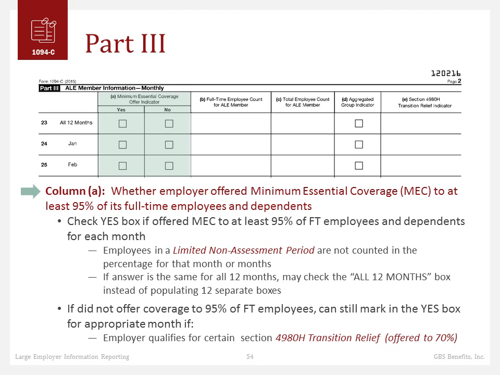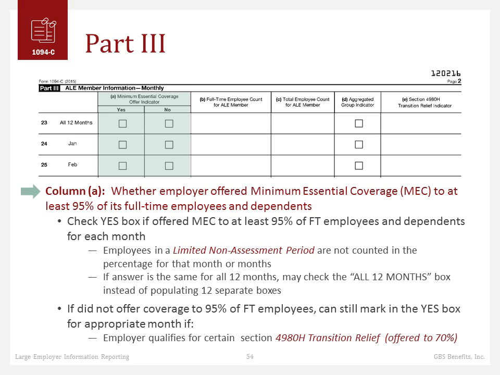Okay, welcome back. So here we go. Column A, we're going to talk about each of the columns specifically now that we have those 2 definitions. You are going to check a box, yes or no. You're going to check it in all 12 months if the answer is the same for all 12 months of the year. Most likely it won't be the same, or maybe it will be. It depends on your situation. But you're going to mark the yes box or boxes if you can say that you offered minimum essential coverage to at least 95% of your full-time employees and their dependents.